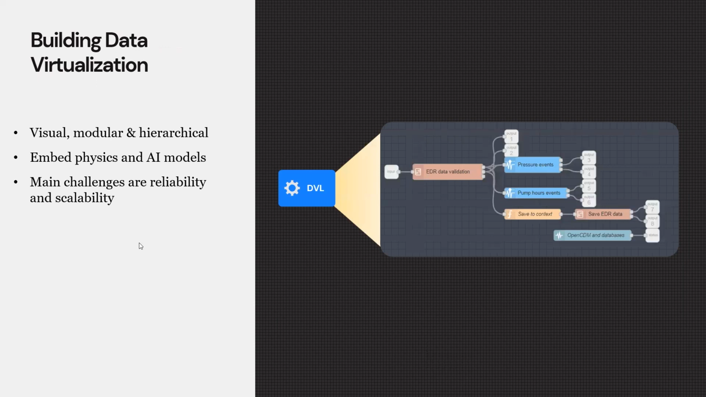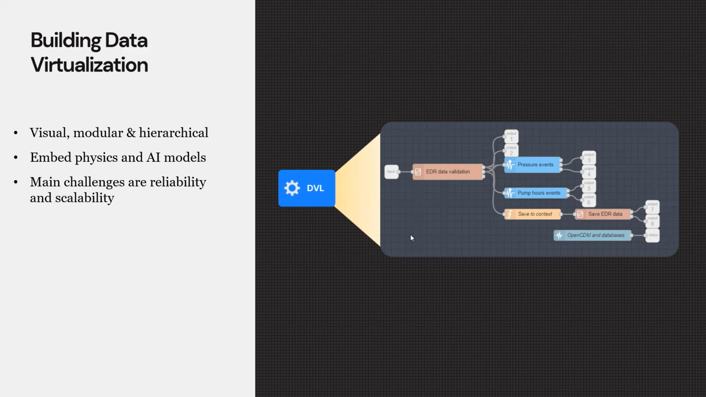So here we talk a little bit about building data virtualization layers. In our case, we use Node-RED, but obviously you're not only limited to Node-RED. But generally what we find is that you want to use something that's visual, modular, hierarchical, so that it gives you both the simple view of your virtualized functions, but it also allows you to build fairly complex operations through a hierarchical structure, including embedding fairly complex data models.